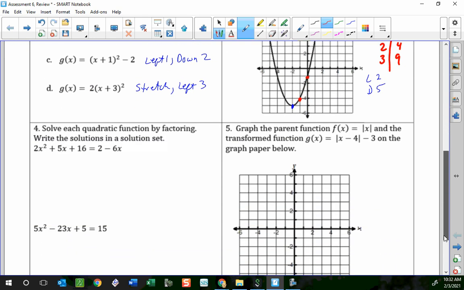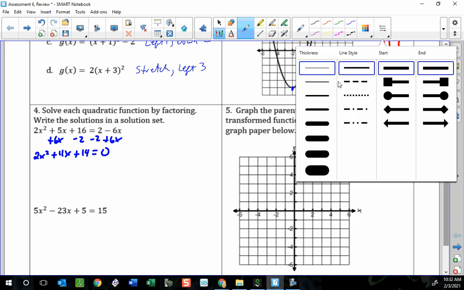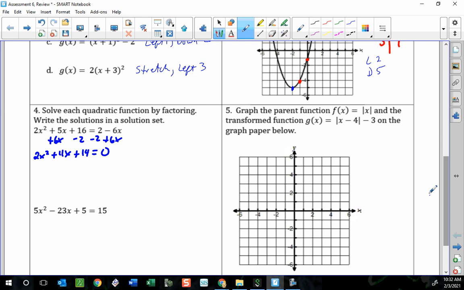All right. So down here, we're going to solve these two problems in number 4 by factoring. To factor, we have to put everything together on one side. So I'm going to add 6x here and add 6x there. I'm going to take away 2 at the same time. So I end up with 2x squared plus 11x plus 14. Now remember, you can use Photomath to check your answers, but you don't want to use Photomath to do your work for you, please.